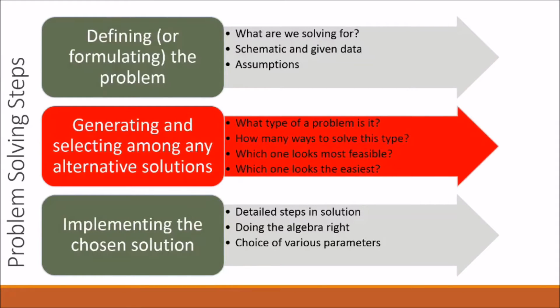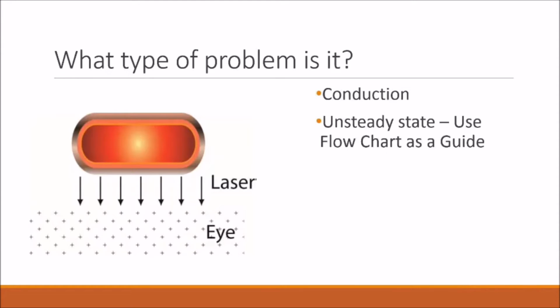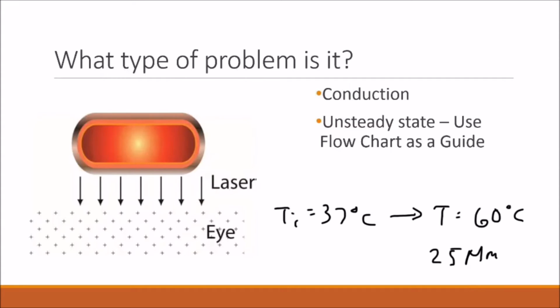Our next step is to generate our solution to this problem. So what type of problem are we dealing with? Well, we know that the temperature in this eye is changing. We're told that it's initially at 37 degrees Celsius, and we're told that over time it needs to change to a temperature of 60 degrees Celsius at a depth of 250 micrometers into the surface.